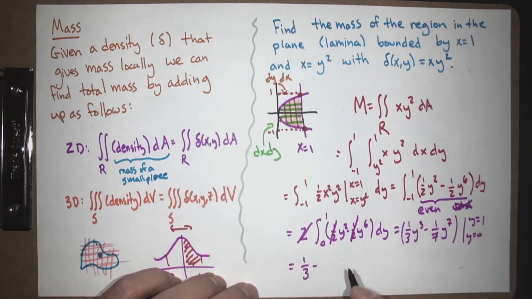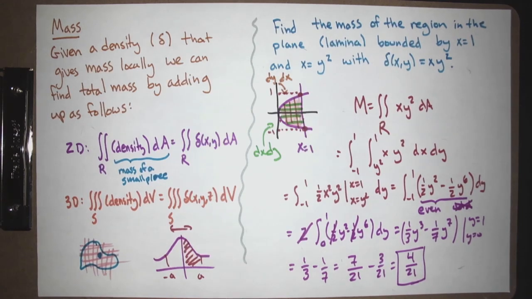Well, they're 1, right? So 1/3 minus 1/7, common denominator would be 21. So 7 over 21 minus 3 over 21 gives us 4 over 21. Now, we don't know any units because they didn't supply any units. If you care about units, take more physics classes. All right, so that's mass. Break things up, integrate density dA, integrate density dV. All right, any questions about mass?